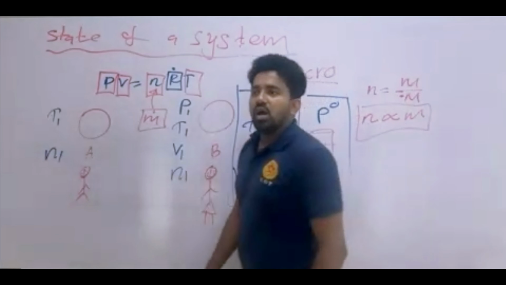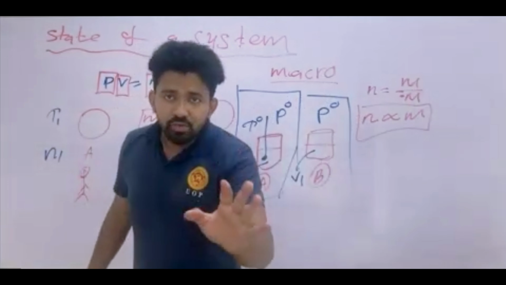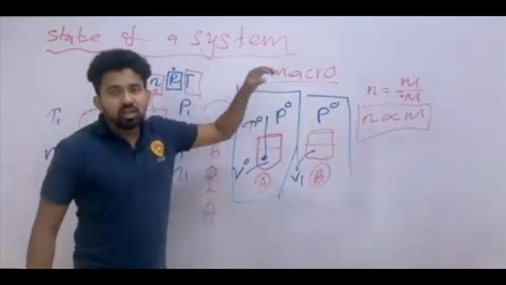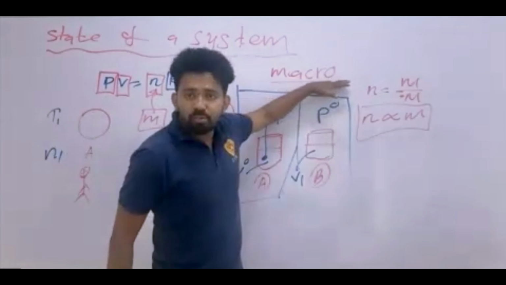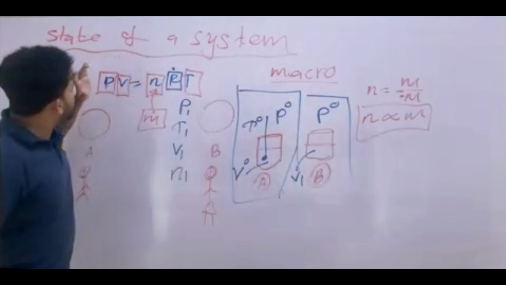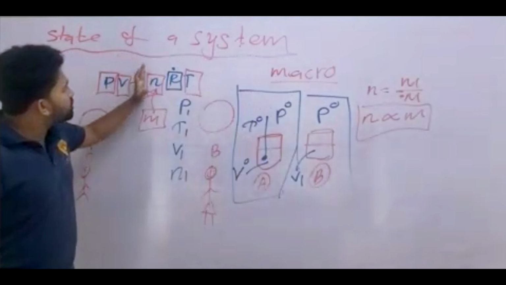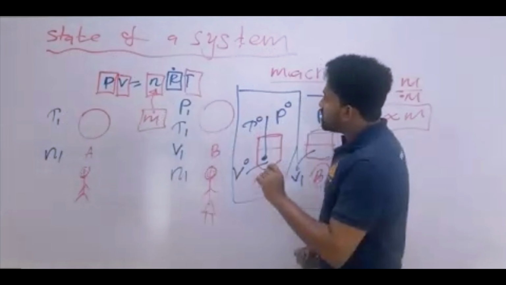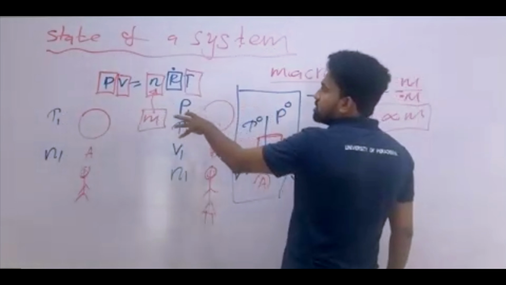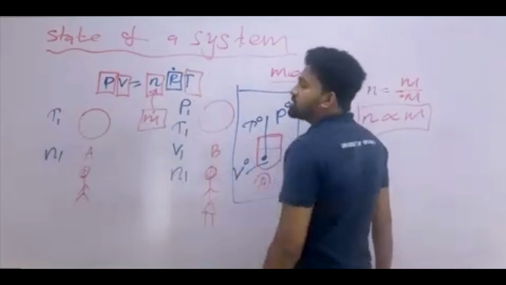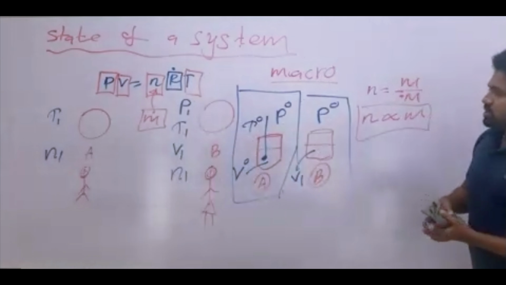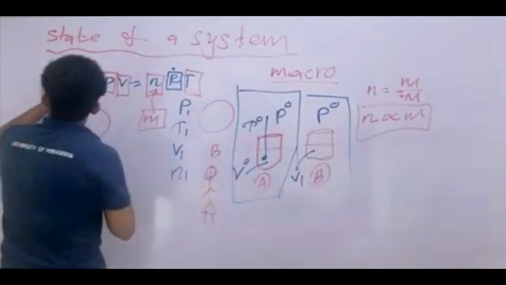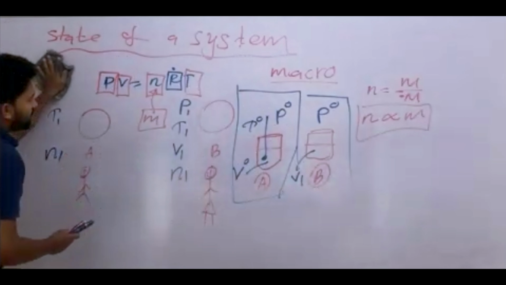So now I hope that you get kind of an idea about the state of a system. State of a system means we use some certain macro properties to describe the system, like pressure, volume, number of moles, temperature, mass. By using those values, we can describe the state of a system. So that is it. And then let's move to the next part of the period.